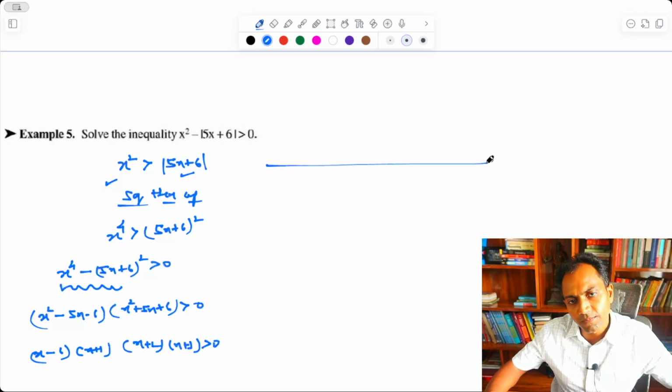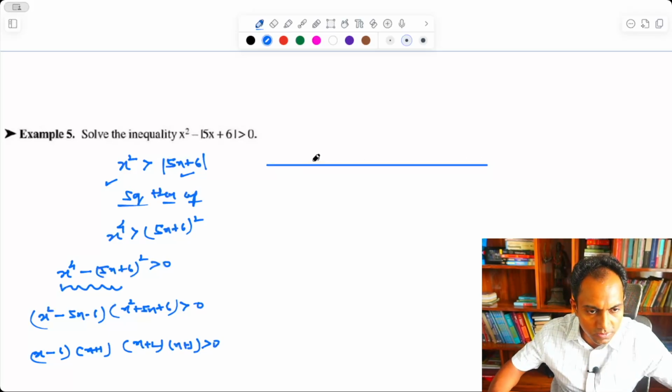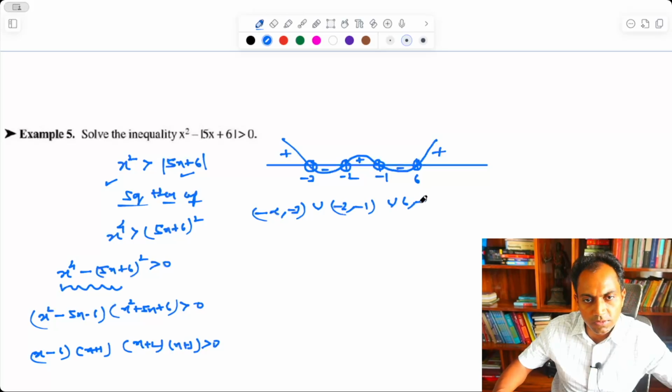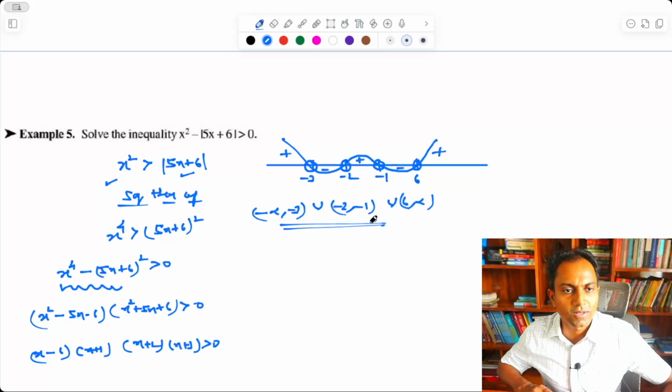Once you have done this, it is very simple to find the answer. You can draw the number line, put down the numbers minus 3, minus 2, minus 1 and 6. Plus, minus, plus, minus, plus. You can keep it open. So my final answer becomes minus infinity to minus 3, union minus 2 to minus 1, union 6 to infinity. This is my final answer.